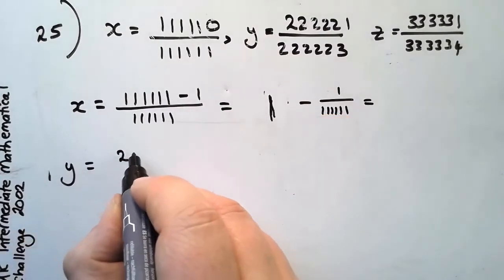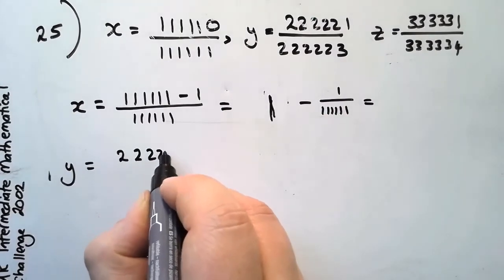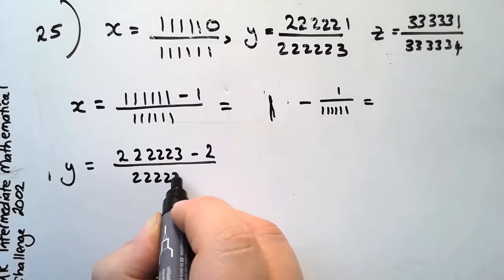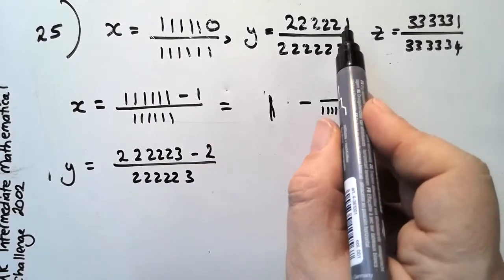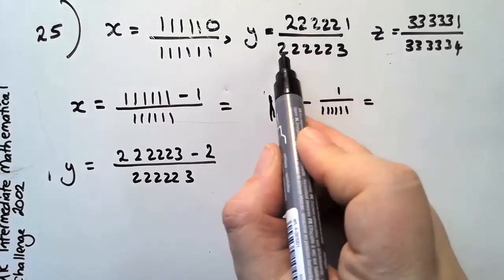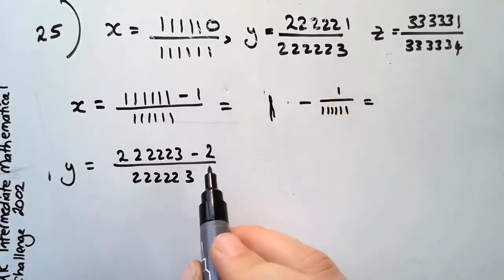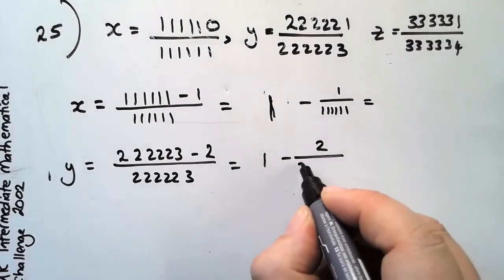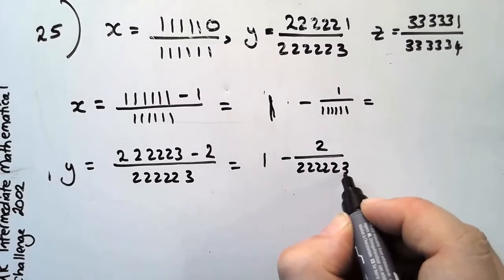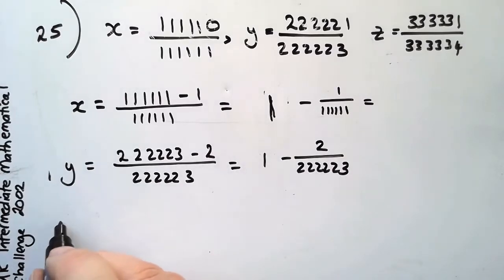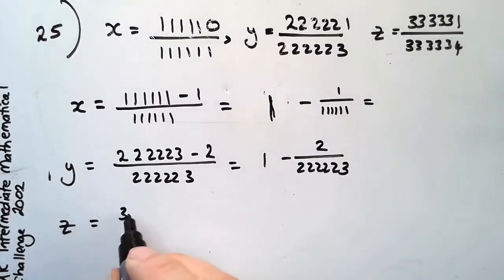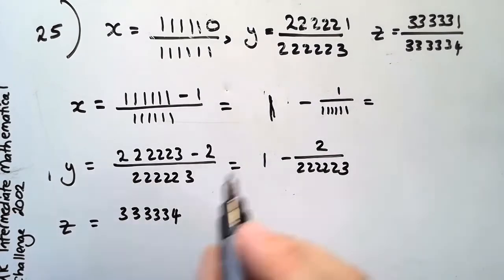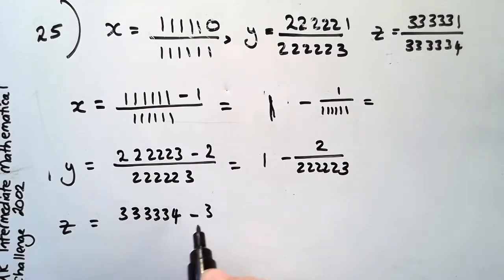Y equals, so we need to write this number here as a subtraction of this, where we subtract 2. And this one here, this subtract 3 this time.